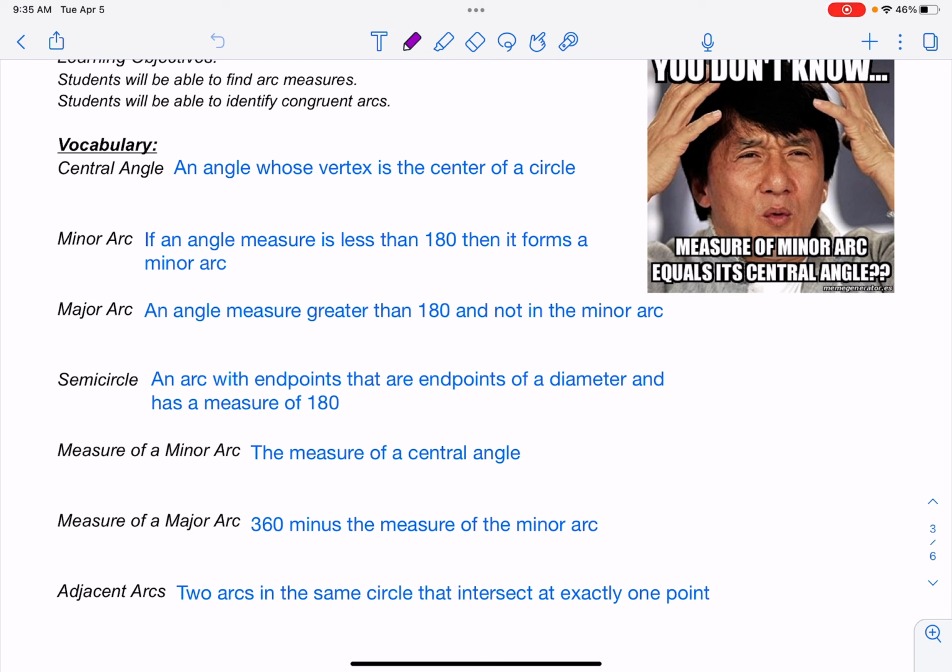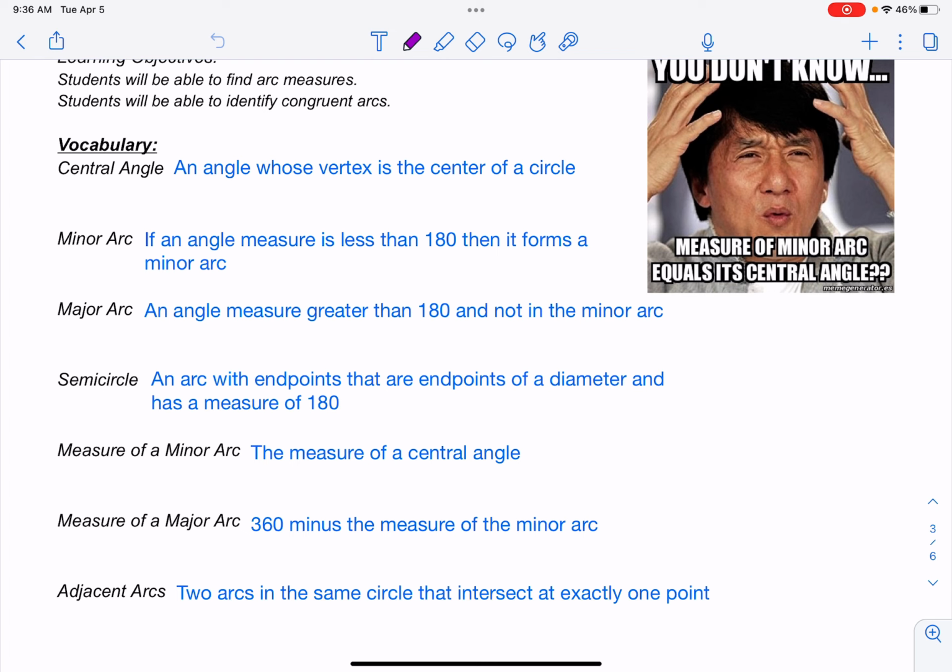The measure of a minor arc would be the measure of a central angle, so kind of one and the same there. And the measure of a major arc is going to be 360 minus the measure of the minor arc. And then the last thing we have is adjacent arcs. So adjacent we've talked about before, that just means two things right next to each other sharing a side or a point. And so in this case, it's two arcs in the same circle that intersect at exactly one point. So they touch at a point on the outside edge of the circle. They share that. They have that in common.